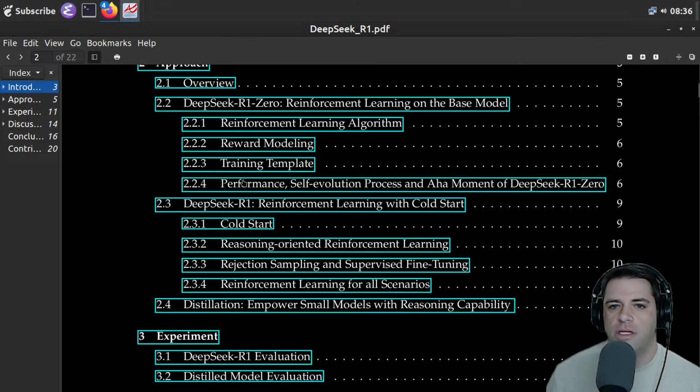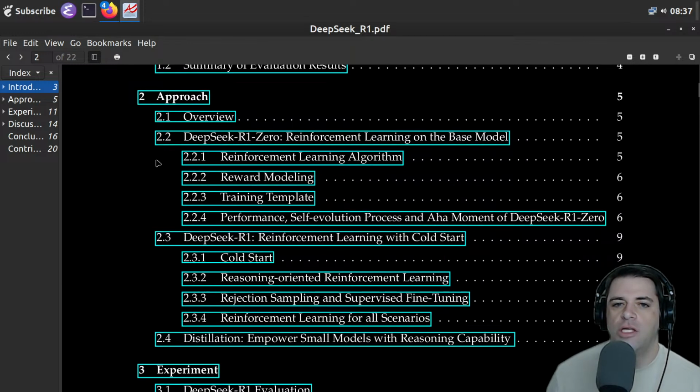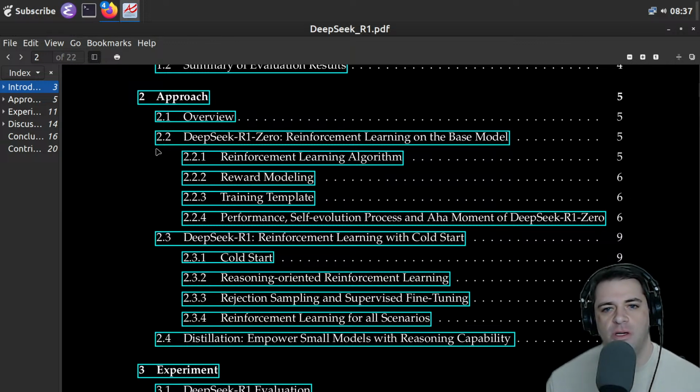Let's maybe look at the table of contents. Okay, so they have DeepSeek R1-Zero and DeepSeek R1. The way they describe it, the contribution of DeepSeek R1-Zero is that they're doing reinforcement learning on the base model, a model that hasn't been trained with supervised learning to do reasoning-like things. And they talk about how this is interesting because nobody has done this publicly before.